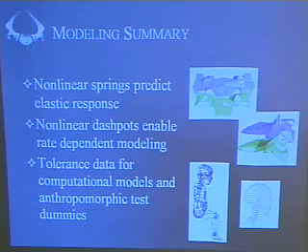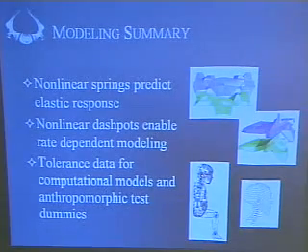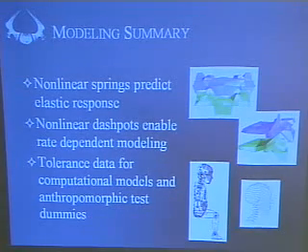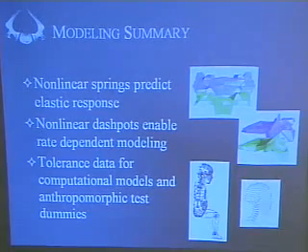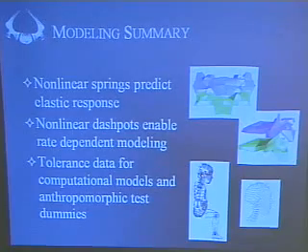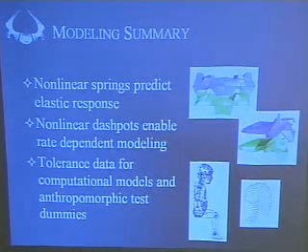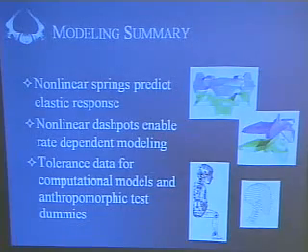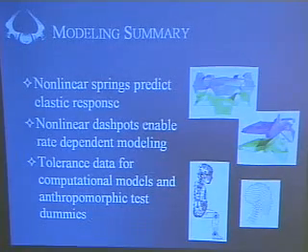So in summary, we've used nonlinear spring and elastic responses to model the mechanics between two vertebrae. Nonlinear dashpots, which were able to be rate dependent. That's a new thing to computational modeling. And also we've developed criteria whereby the pediatric spine can be assessed in anthropomorphic test dummies as well as computational models to assess when a child may have been injured.